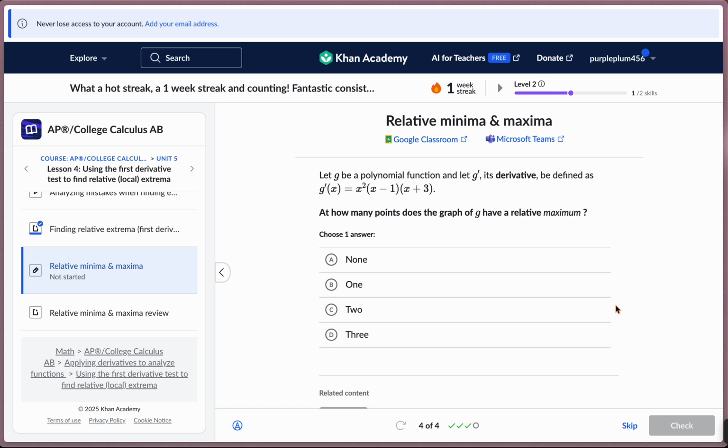Let g be a polynomial function and let g prime, its derivative, be defined as g prime of x equals x squared times (x minus 1) times (x plus 3). At how many points does the graph of g have a relative maximum? Choose one answer. None, 1, 2, or 3.